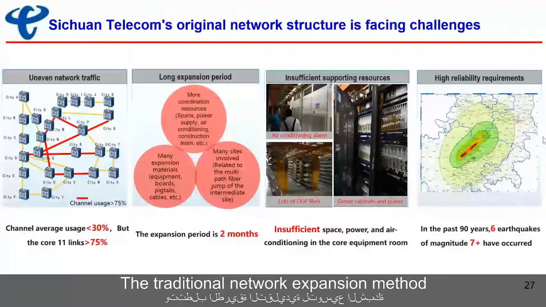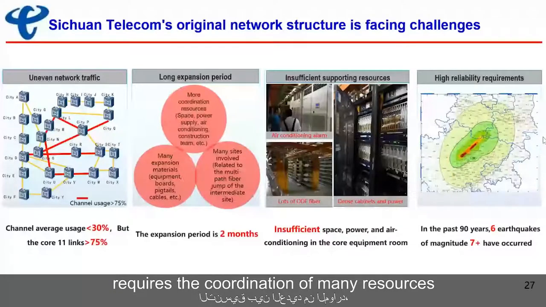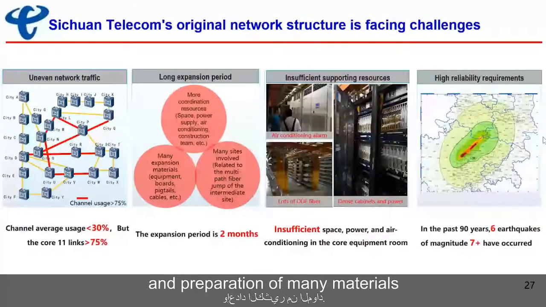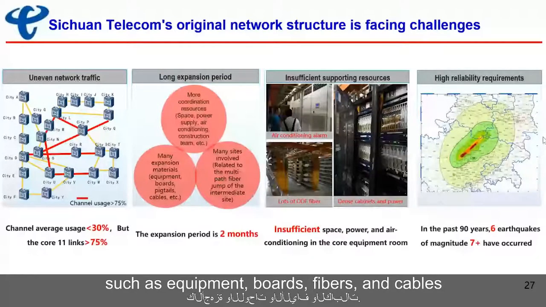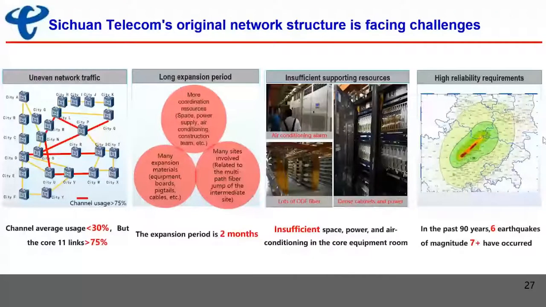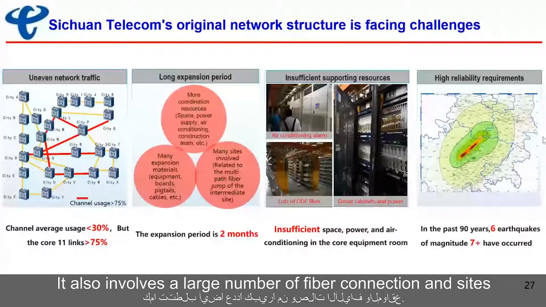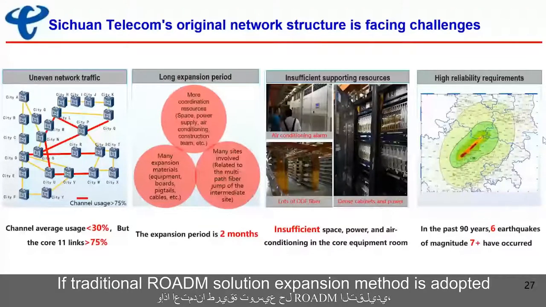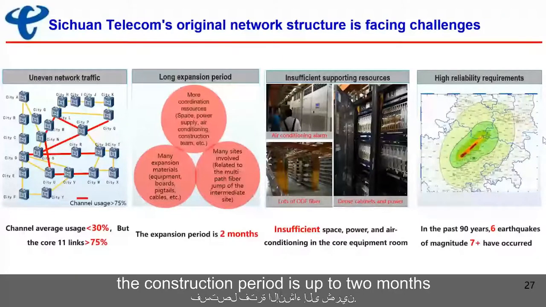Second, the network expansion cycle is long. The traditional network expansion method requires coordination of many resources, such as space, power supply, air conditioning, and the preparation of many materials, such as equipment, boards, fibers, and cables. It also involves a large number of fiber connections and sites. If the traditional ROADM solution expansion method is adopted, the construction period is up to 2 months.